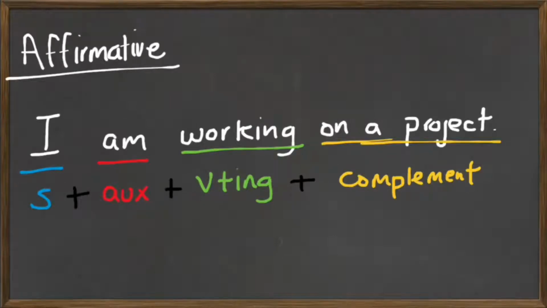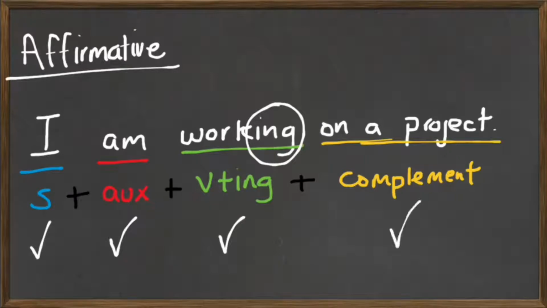Okay, here we have an example in affirmative. I am working on a project. The elements are four. They are the subject, I, the auxiliary, am, or the verb to be, and a verb plus ing. Very important to always use a verb plus ing when you express continuous tenses. And also we have the complement, on a project.